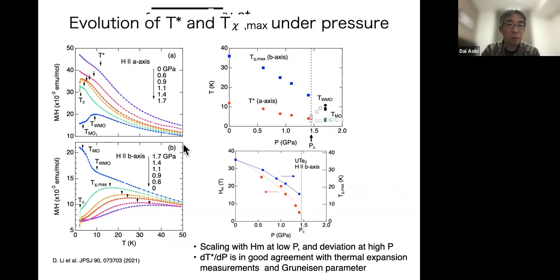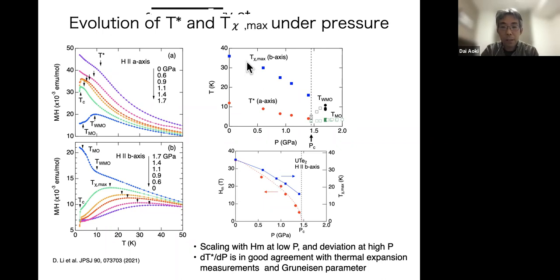Finally, I want to show you the evolution of T star or T chi max. For the A-axis, we detect the T star anomaly at 15 Kelvin. This is suppressed with pressure, and T chi max is also suppressed with pressure. This is the temperature-pressure dependence of T chi max and T star. It is suppressed, and then magnetic order appears. What is interesting is that T chi max or T star is abruptly suppressed and disappears above PC. So it means PC is probably a first order transition.